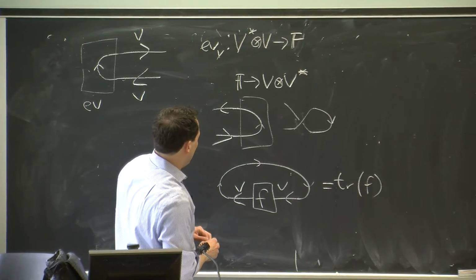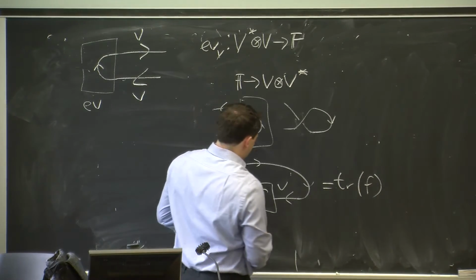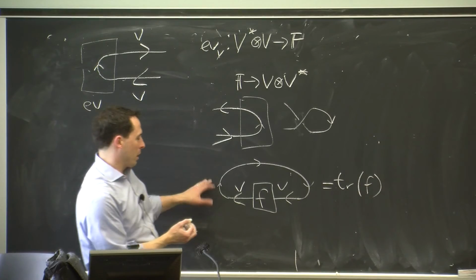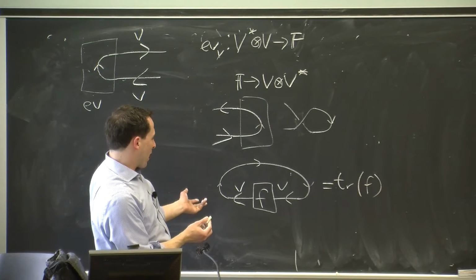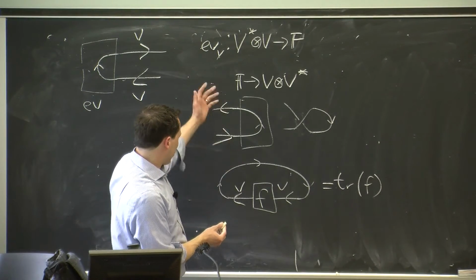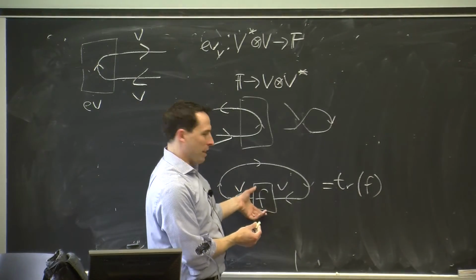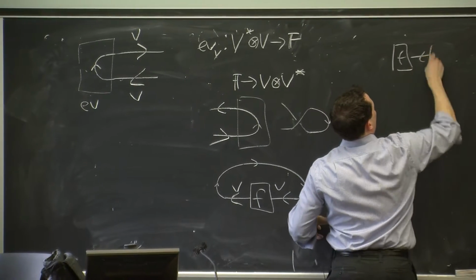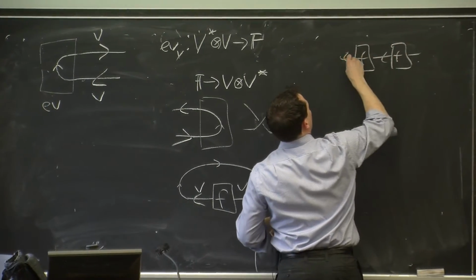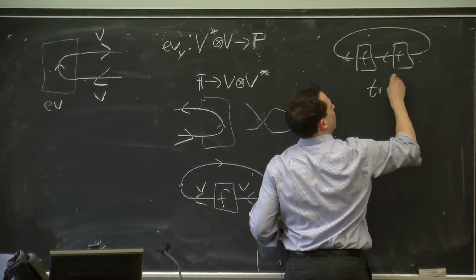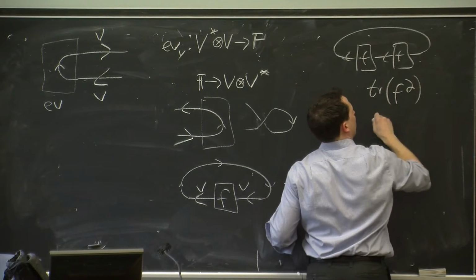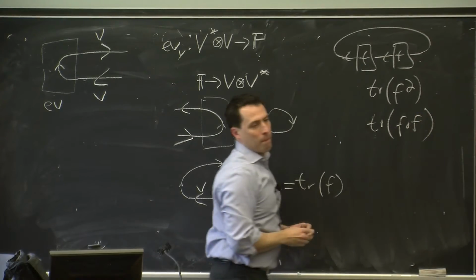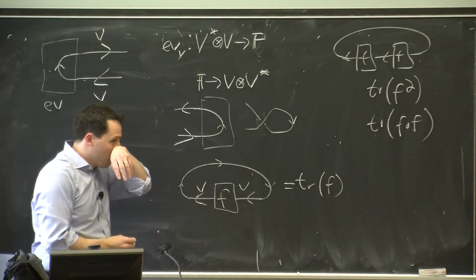Now, what other quantities could I construct without making any choice? Well, the only other thing I can really do using these elements is to repeat F. Right? So I can do something like this, F, F. And this would be the trace of F squared, i.e. the trace of F composed with F, which is going to be a different number than this in general.